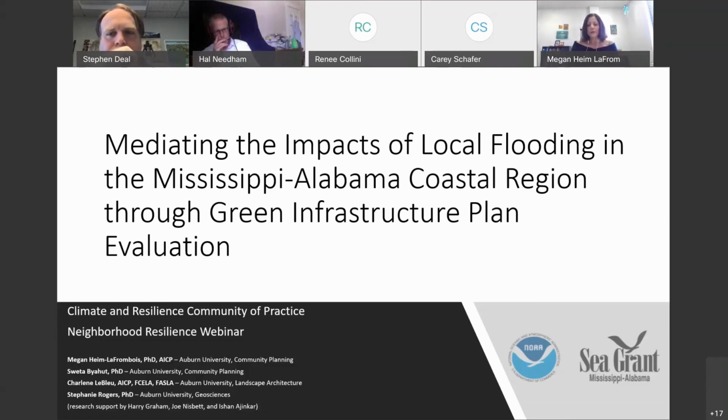While green infrastructure is gaining traction in planning practice and research continues to demonstrate and document its effectiveness, the question remains whether coastal cities are incorporating green infrastructure planning and practices into their comprehensive plans, and whether there are strategic action steps for implementing them. So it's at this juncture that our research, our project, intervenes.